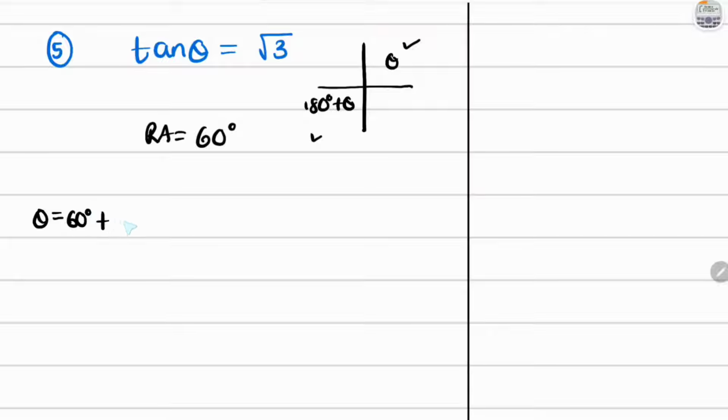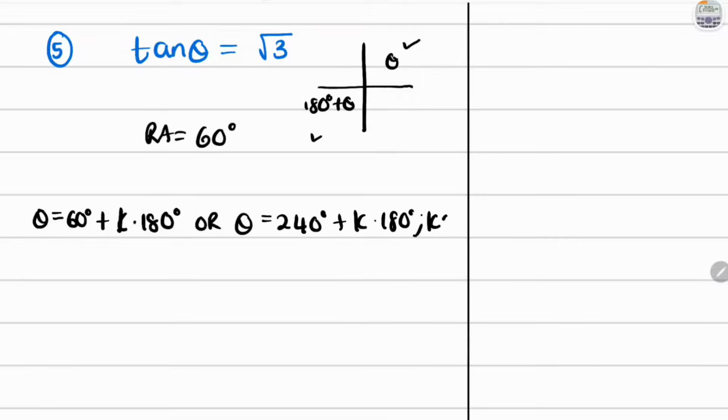But then the thing about tan is the tan graph repeats itself every 180 degrees. And so it's plus k of 180 degrees. Or you would say theta is equal to 180 degrees plus 60 degrees. When you add those together, you get 240 degrees. So 240 degrees and then plus k of 180 degrees. And of course, this is where k is an element of integers. And these will be our solutions.